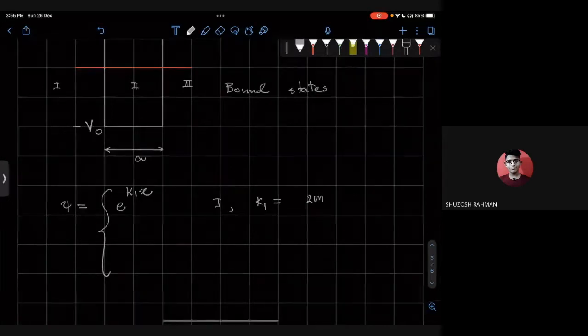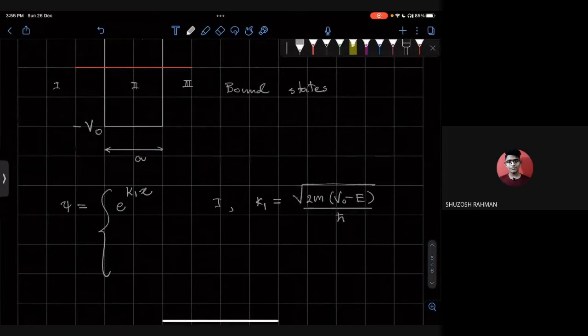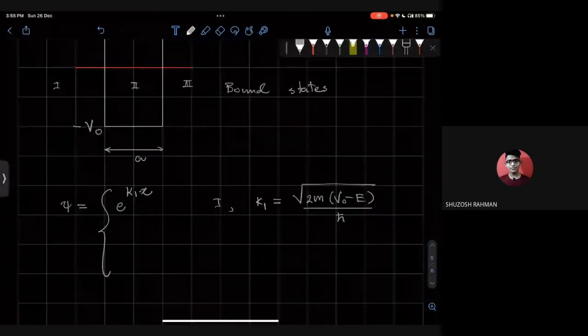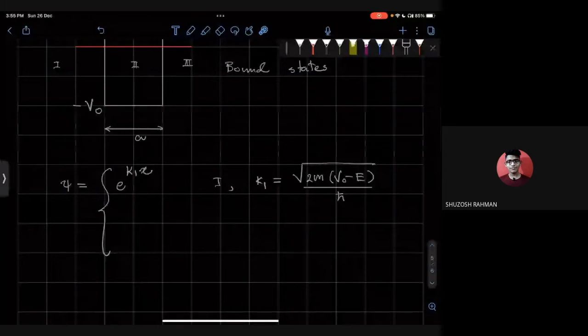So k1 is the square root of 2m (V0 minus E) divided by h bar squared, right? In the previous class, we wrote down the boundary conditions, and we found 4 boundary conditions. Because we are free to fix the overall normalization of our wave function, we took advantage of that to fix this coefficient to be 1.